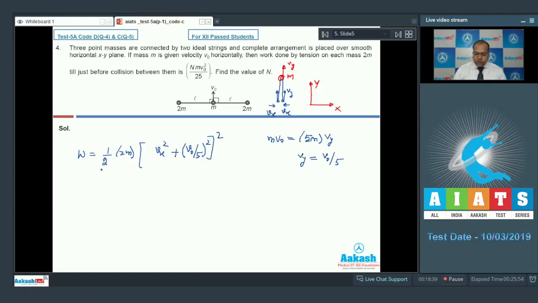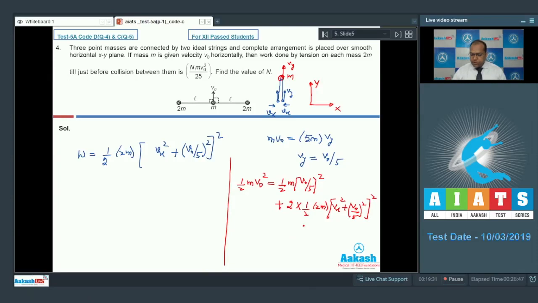So I have to find out the value of this expression. From the principle of conservation of mechanical energy, I can say that half into m into v naught square is equal to half into m into v naught by 5 square plus 2 times the kinetic energy of point mass 2m. So that can be written as half into 2m into Vx square plus v naught by 5 whole square.